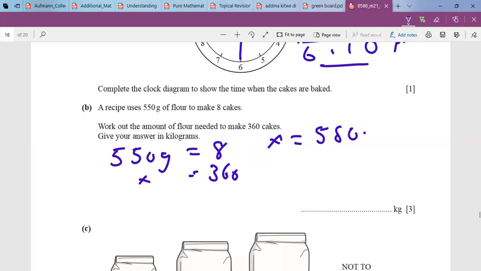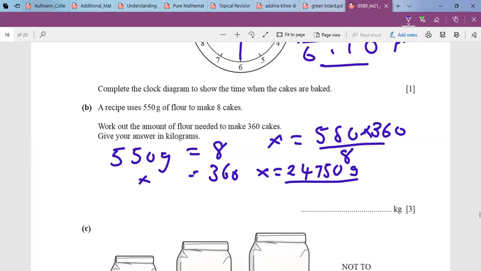So this should be multiplied by 360 divided by 8. Once you find that, we are going to get 24,750 grams. But now we convert this to kgs. So you divide this by 1,000. So your x will be equal to 24.75. So this is our answer here. 24.75 kgs.